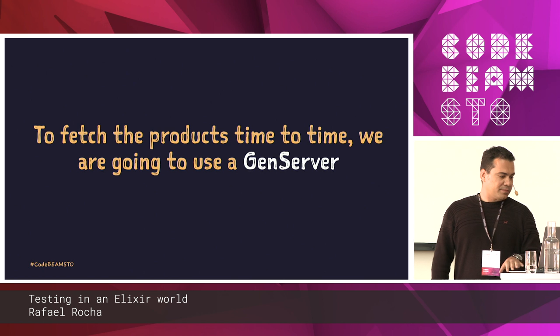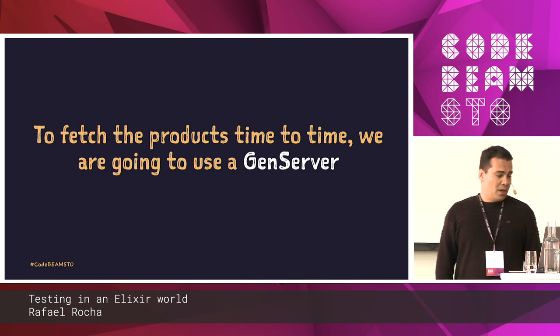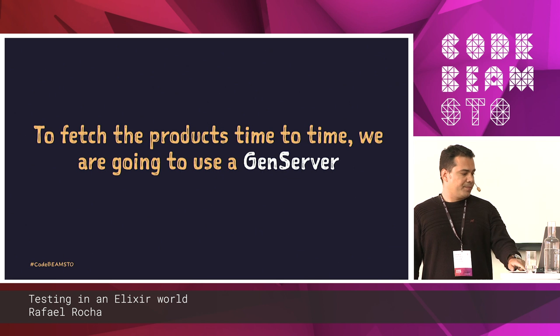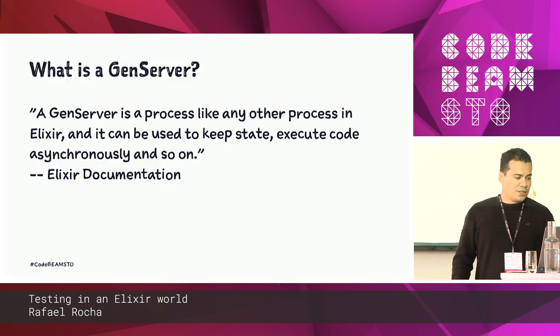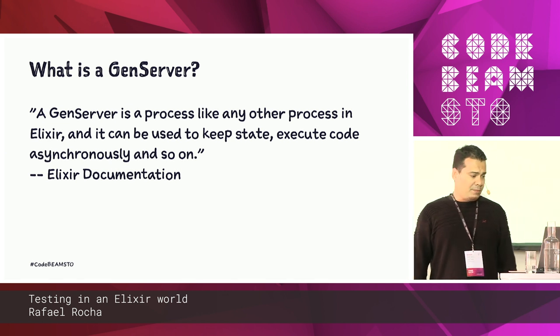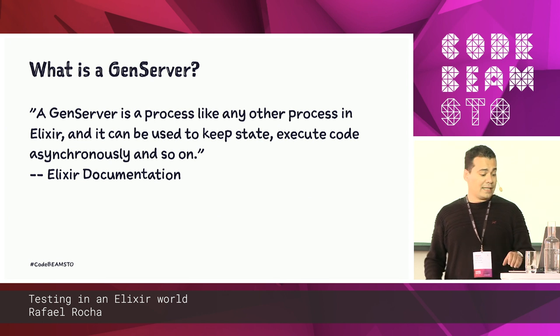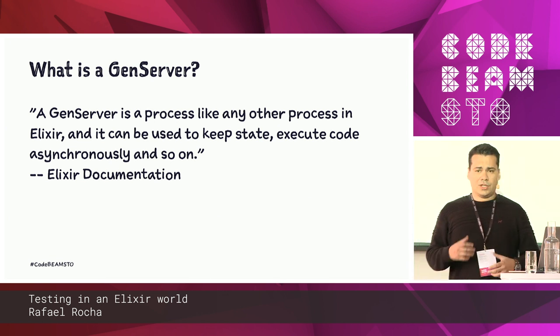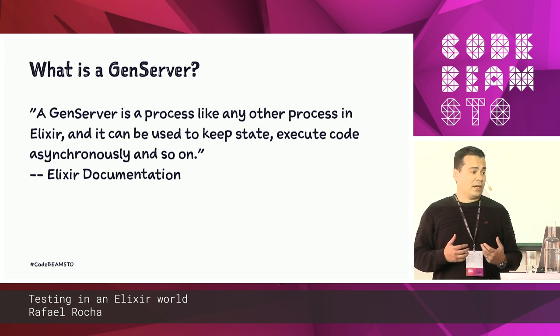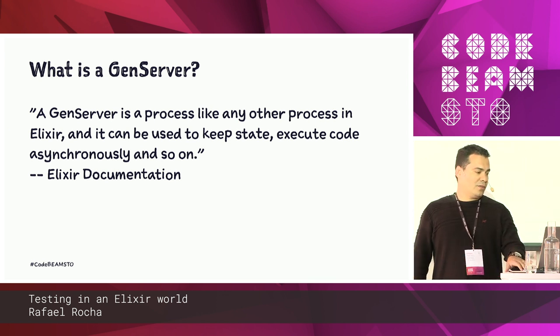So let's do that. To fetch these products from time to time, we are going to use a GenServer. So what's a GenServer? A GenServer is a process like any other process in Elixir, and can be used to keep state, execute code asynchronously, and so on. In this case, we are going to use a GenServer just to exercise a little bit, and that's why it's a common question how to test a GenServer in Elixir, and I'd like to bring some different solutions for how you can solve that.